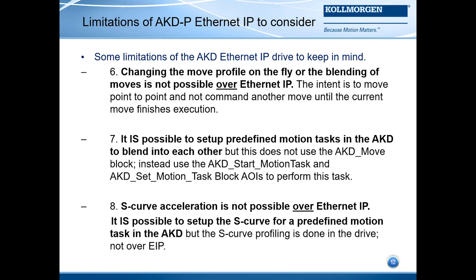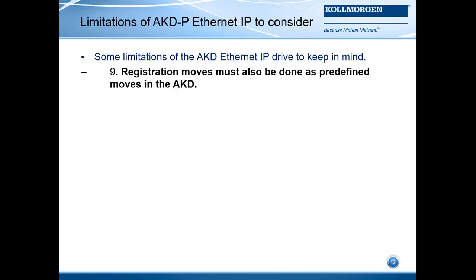S-curve acceleration is also not possible over Ethernet IP. It is possible to set up the S-curve for a predefined motion task in the AKD, but the S-curve profiling is done in the drive, not over Ethernet IP. Likewise, registration moves must also be done as predefined moves in the AKD.